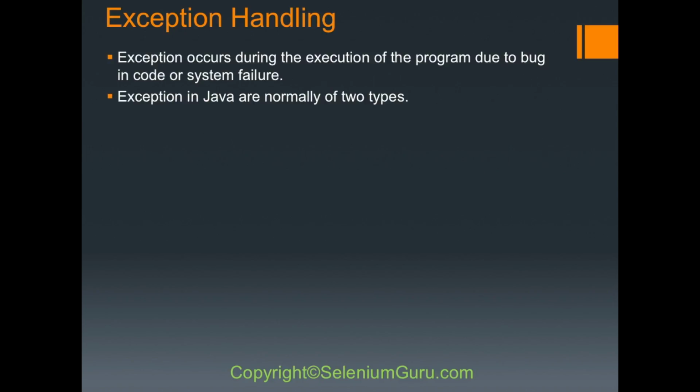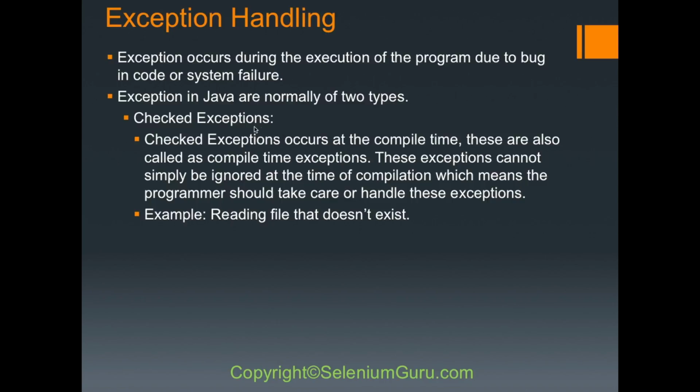Exceptions in Java are normally of two types. The first one is checked exceptions. A checked exception occurs at compile time. They are also called compile time exceptions. These exceptions cannot simply be ignored at the time of compilation, which means the programmer should take care of or handle these exceptions. For instance, reading a file that does not exist.